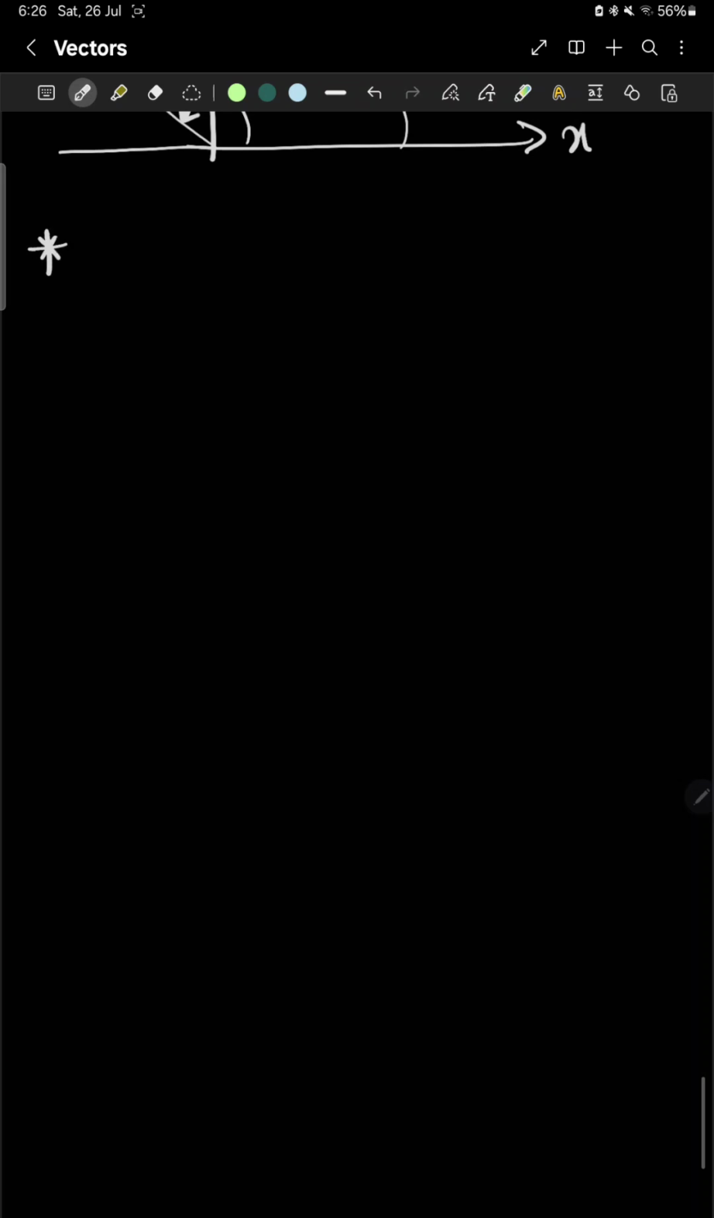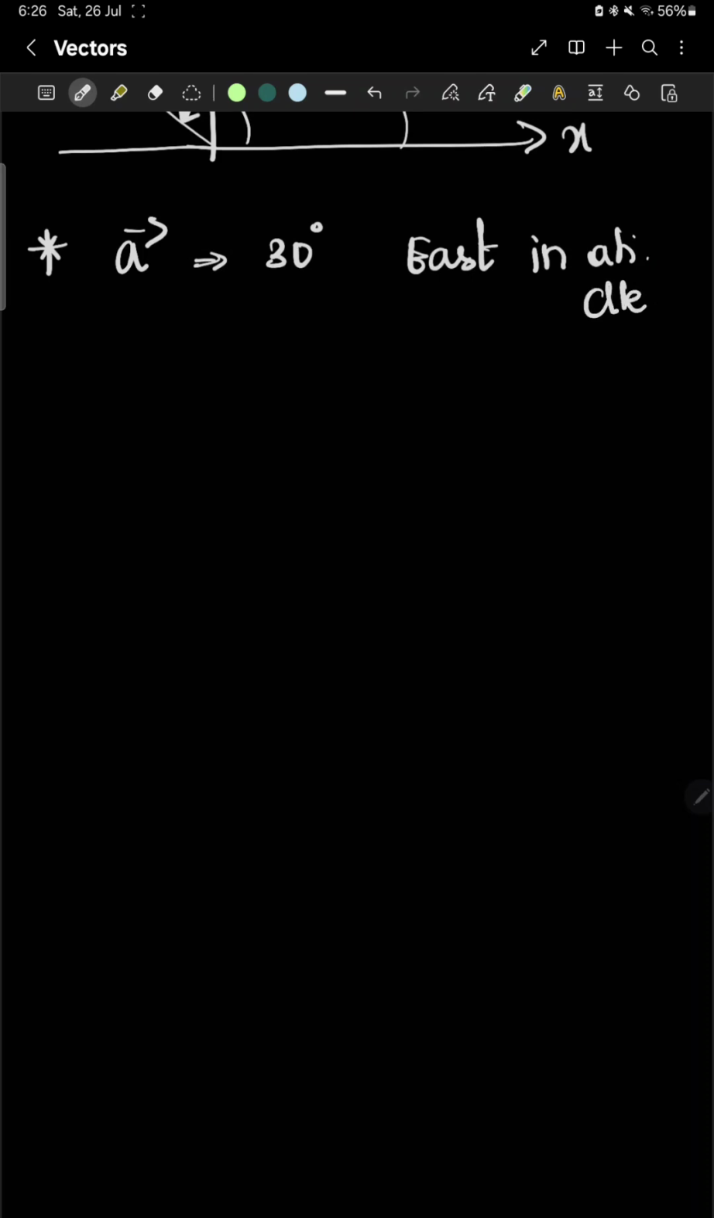Now, if we jump into the second case, for example, they are giving that a vector A makes an angle of 30 degrees with the direction of east in the anti-clockwise direction.